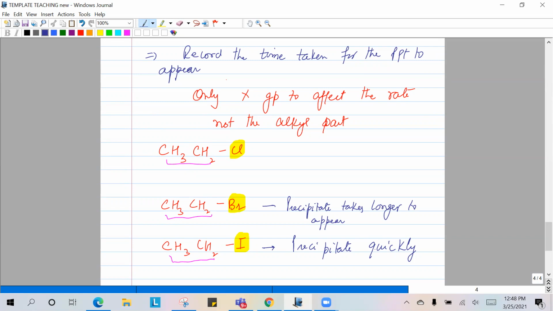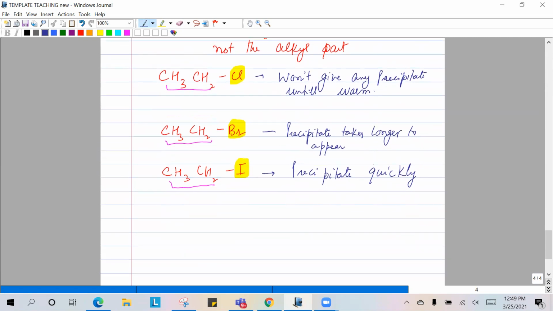And this won't give any precipitate until you warm it a little. So under normal circumstances, it will be the last to appear. It may take too much time, or if you warm it, then you will get the precipitate. So what does that indicate?